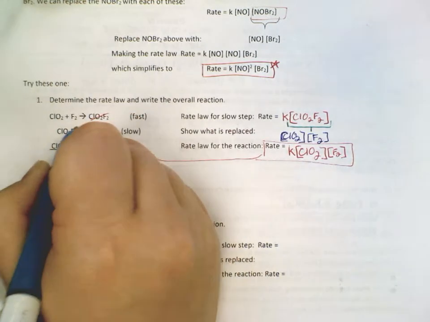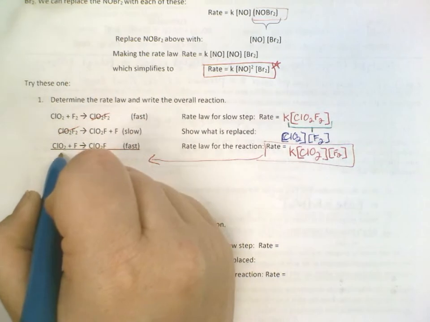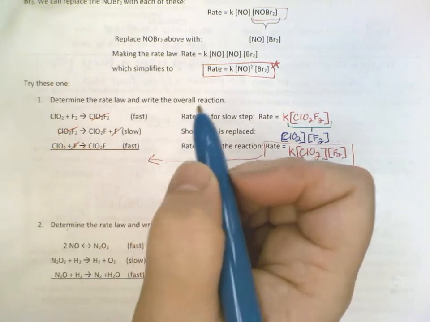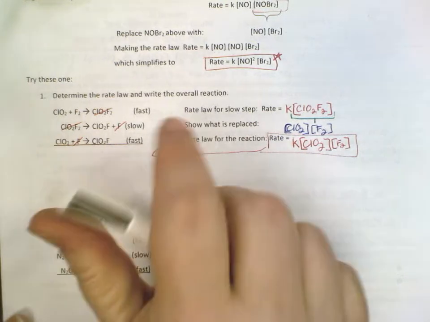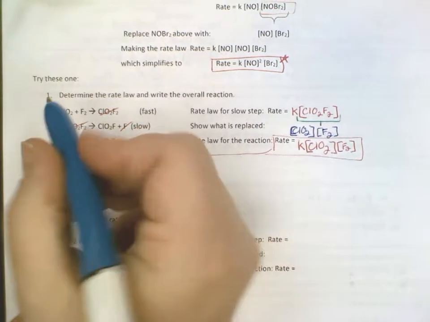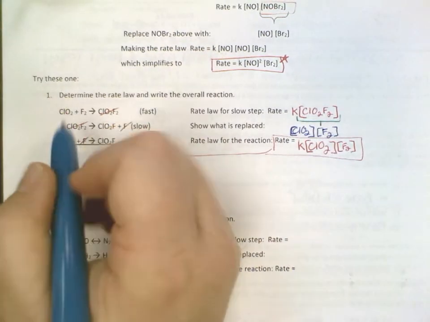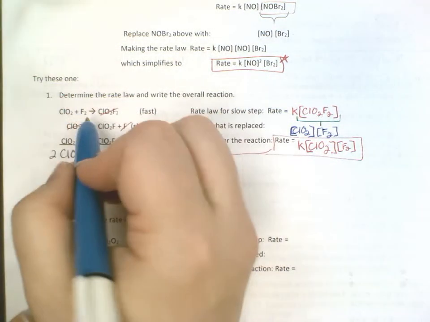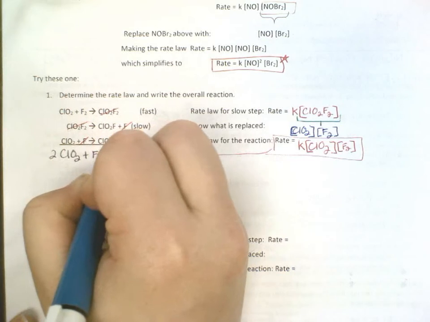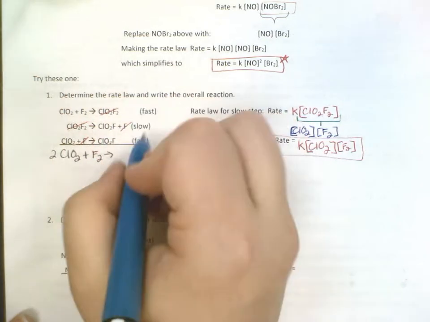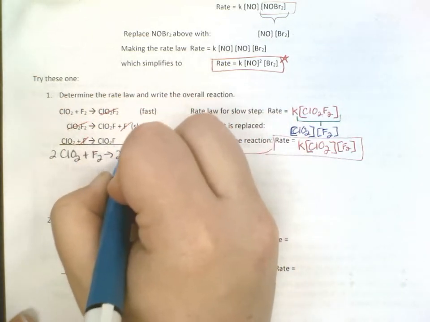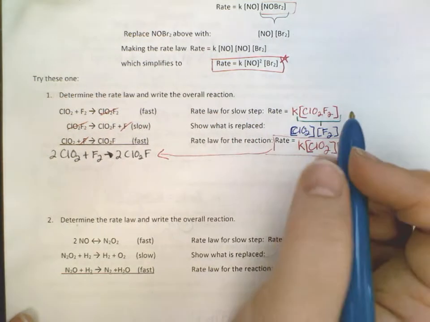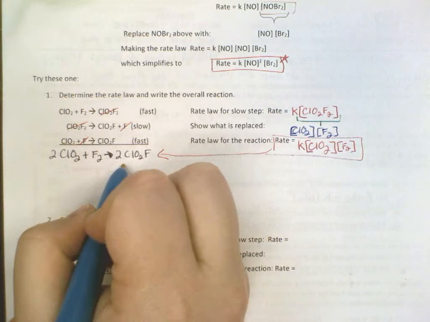So we can cross out our intermediates. Got that one. We've got F, and then F is used there. So now we can add our reactions together. So we've got ClO2, and we've got 2 of them, plus F2. And then we've got ClO2F, and we have 2 of those. So this rate law would correspond to this overall reaction.